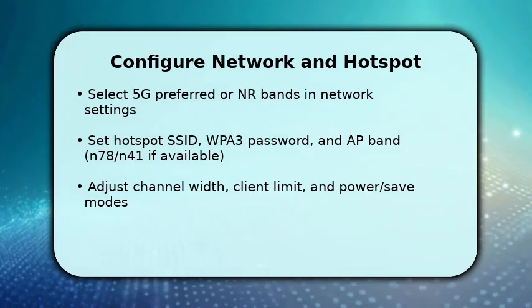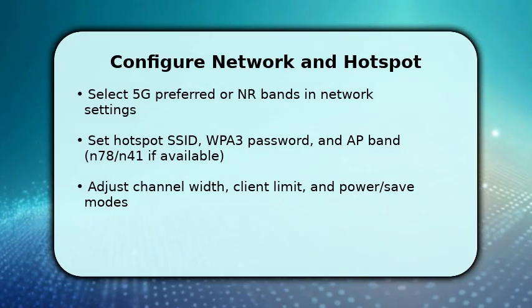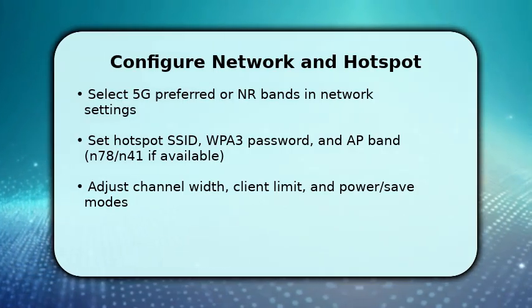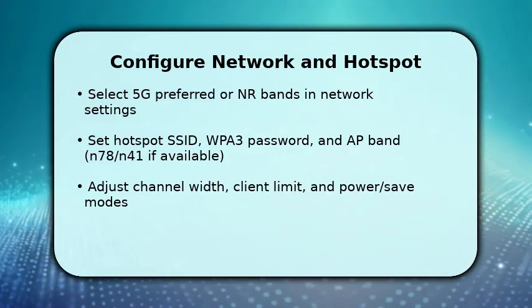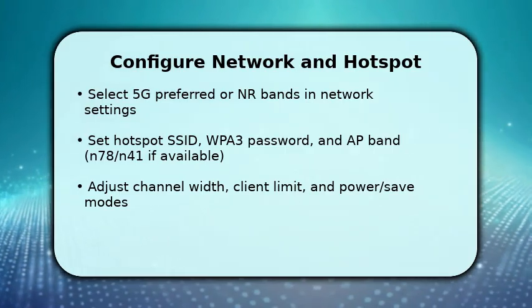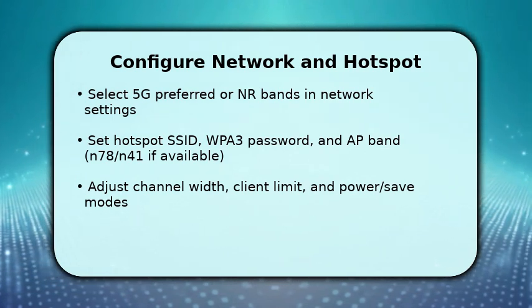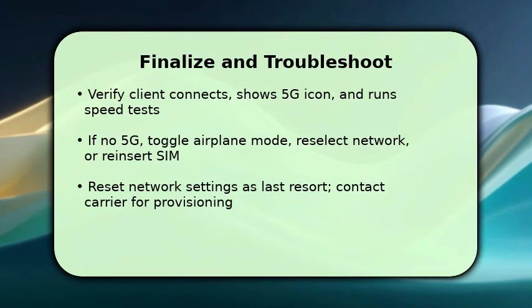Choose the 5 GHz or NR-based AP band where available to reduce congestion. Adjust channel width and client limit to balance speed and stability, and disable aggressive power save so the radio stays active. Once done, test with a 5G cable. You finish by validating the connection.